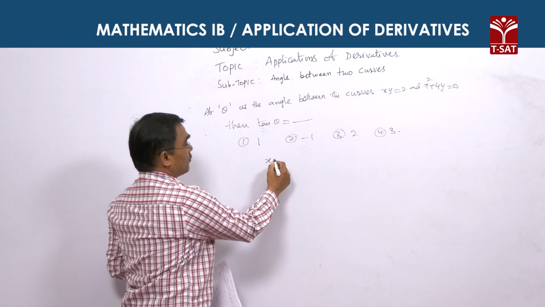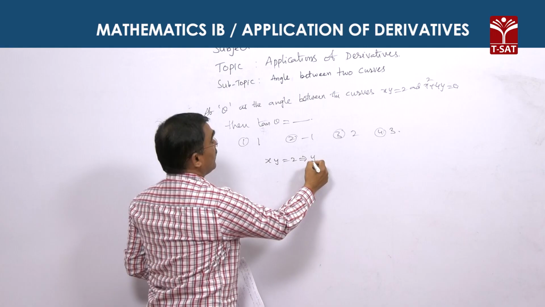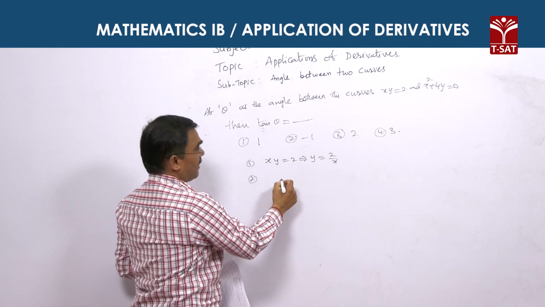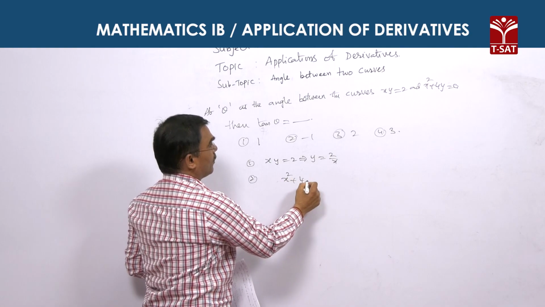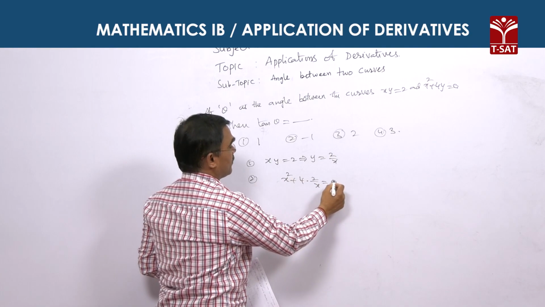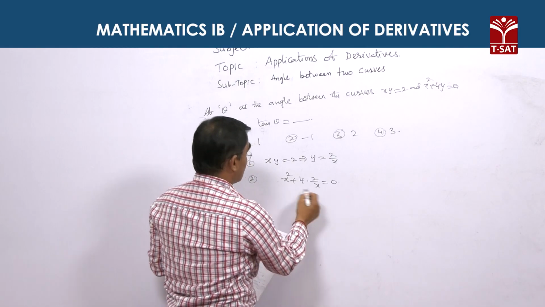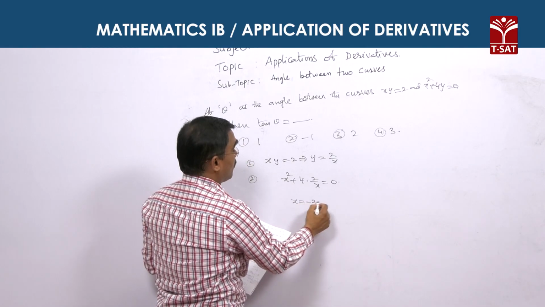Right. First one, xy is equal to 2, so y is equal to 2 by x. And the second curve equation is x square plus 4 into y, with y as 2 by x, is equal to 0. Solving this equation, we get x equal to minus 2.